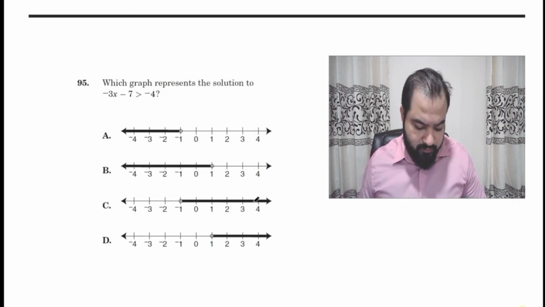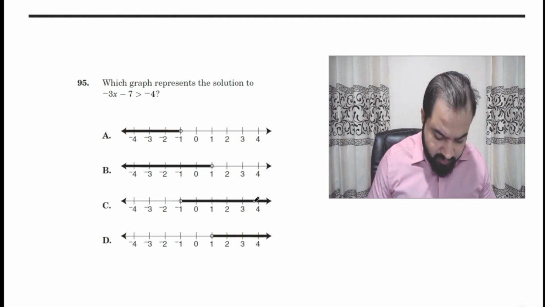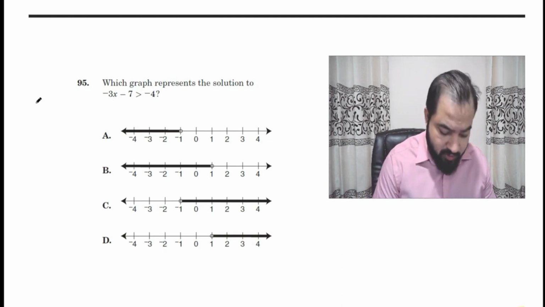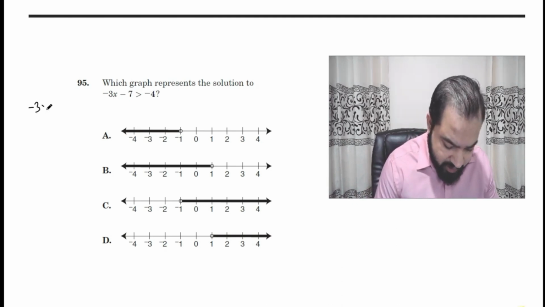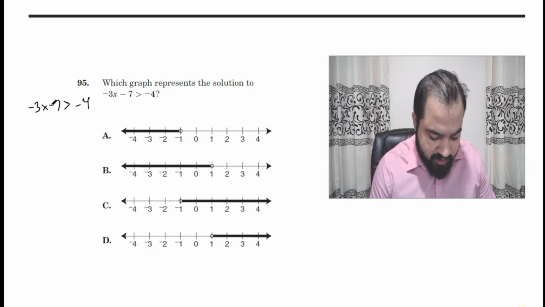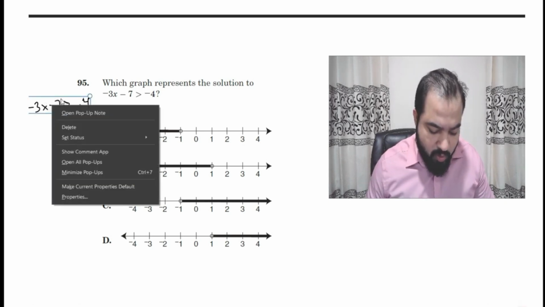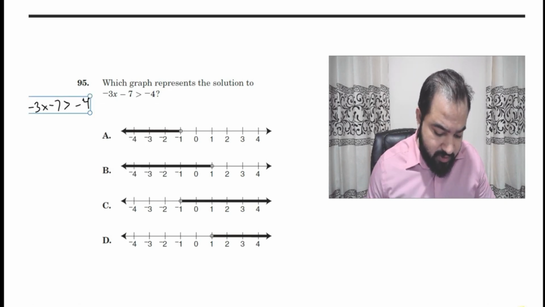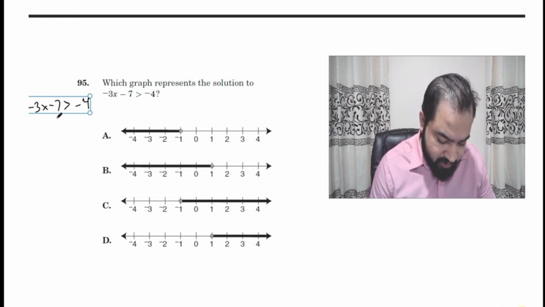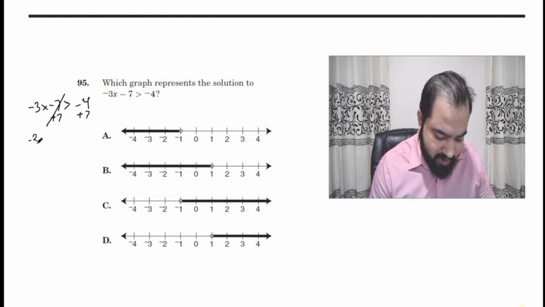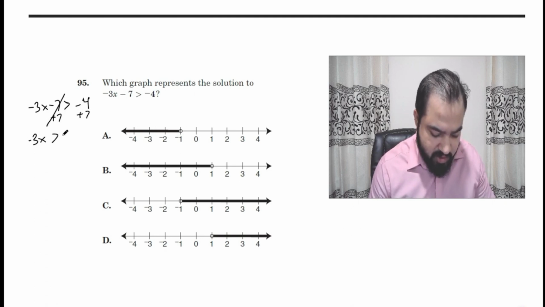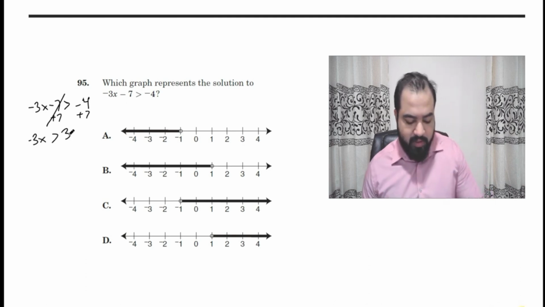It says which graph represents the solution. So first of all, we can solve the inequality. That's negative 3x minus 7 is greater than negative 4. We solve an inequality the same way as an equation, but there's only one difference, which we're going to see. So first we can do plus 7 on both sides here. So we have negative 3x greater than 3, because 7 minus 4 is 3.